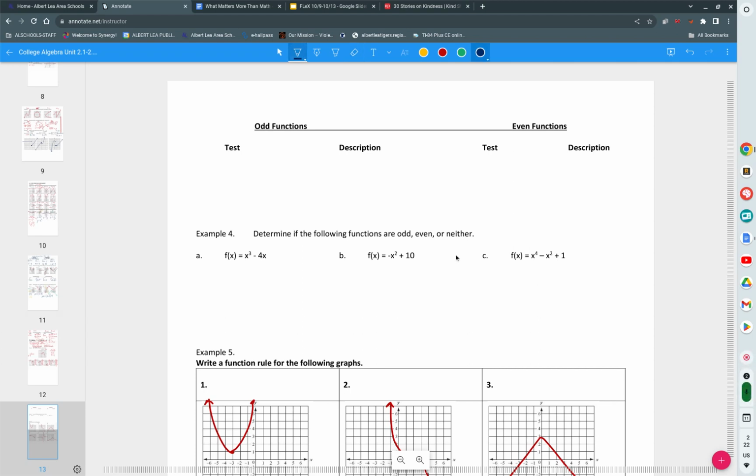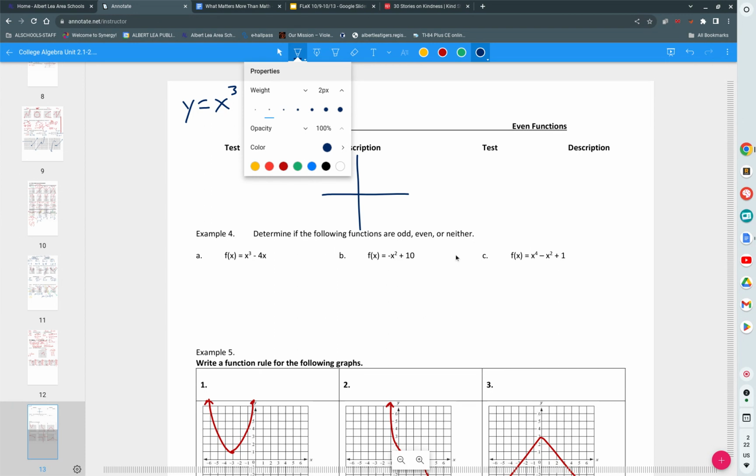Odd function, y equals x cubed is an odd function. Why do you think we call that an odd function? Cubed. Yes, because it's x cubed, but that's not the definition of an odd function. You could think of a graphical representation, and a graphical representation of an odd function would be x cubed.